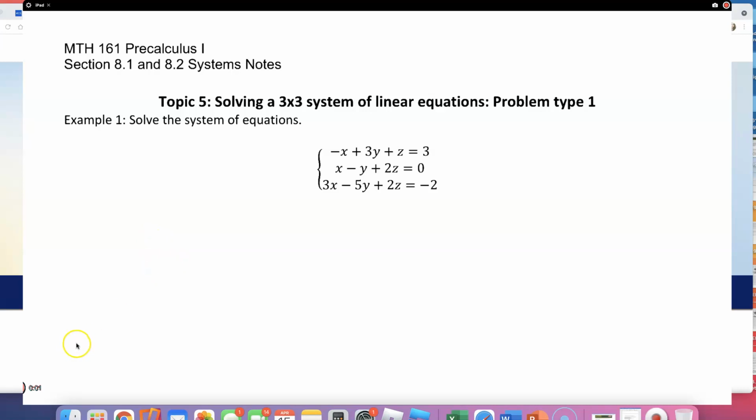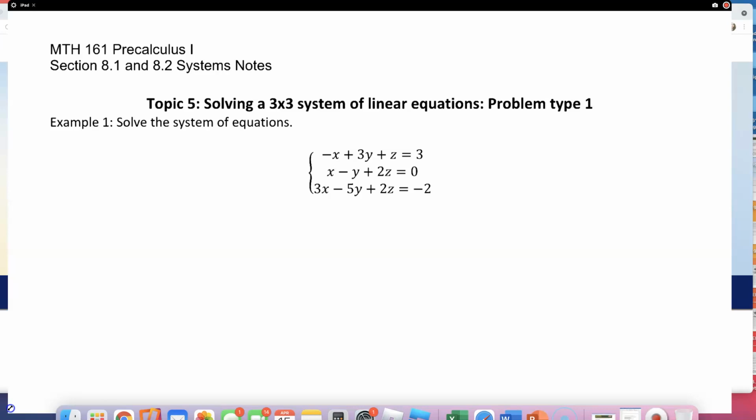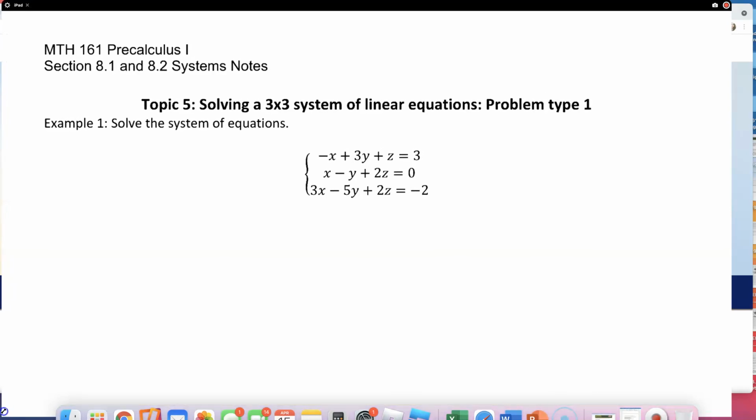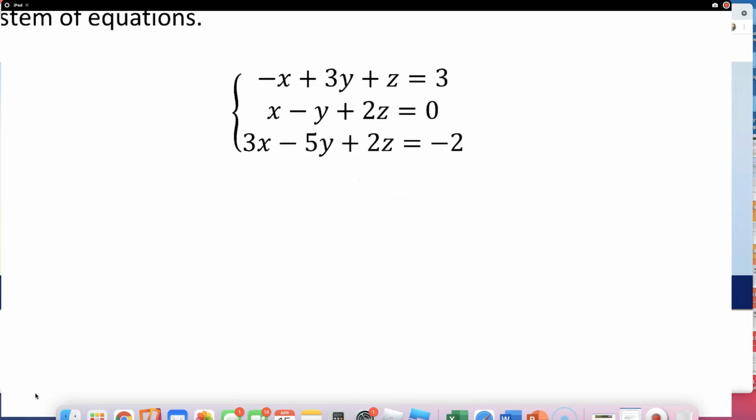This is the first example for topic number 5, solving 3x3 systems of linear equations, and in ALEKS this is called problem type number 1. So here I got 3 equations, and when I saw it, the first thing that I noticed was this. Did you guys also see that there is x and there is negative x? They're opposite. We found something already.